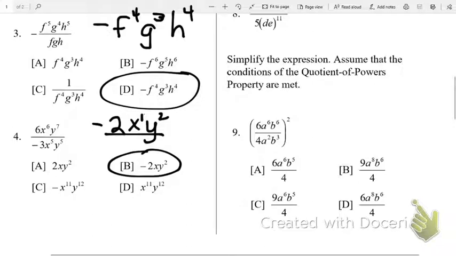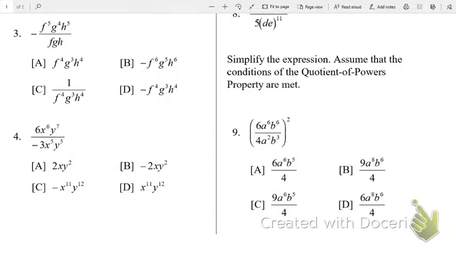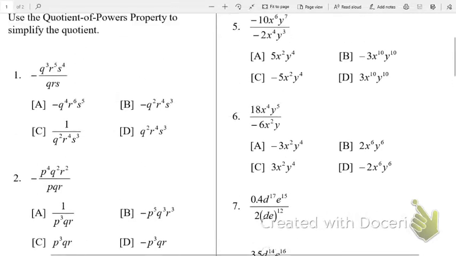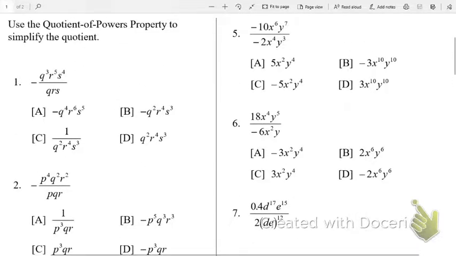All right, so there's 1 through 4 so far. And number 5 and number 6 kind of follow suit. Number 5 is just like number 4. Your brain does negative 10 divided by negative 2, and you write down positive 5. The x's subtract their powers, the difference is 2. Y subtract their powers, the difference is 4. And that connects to letter A.